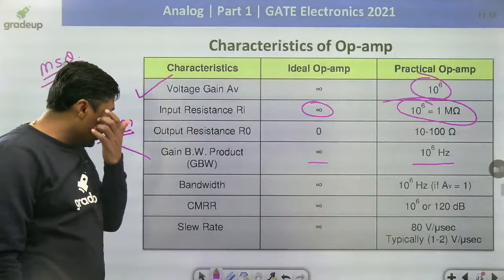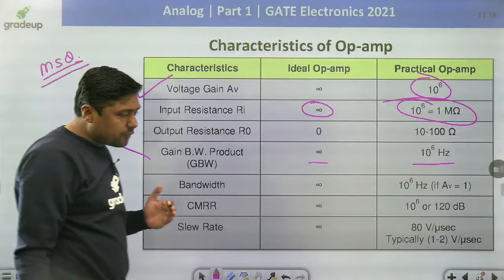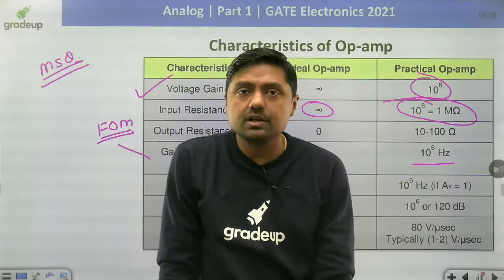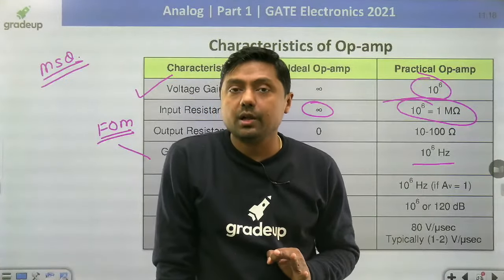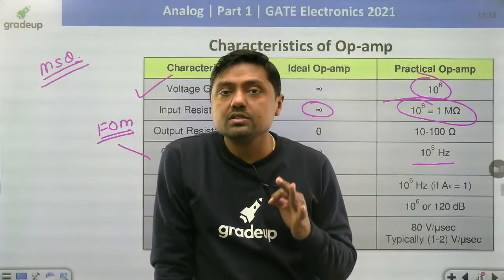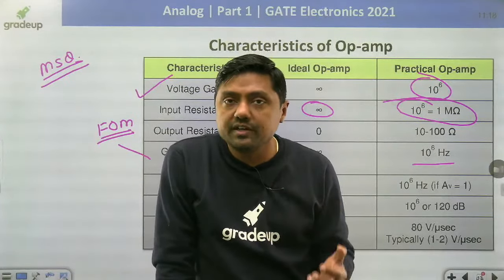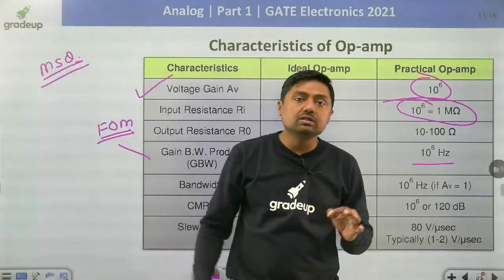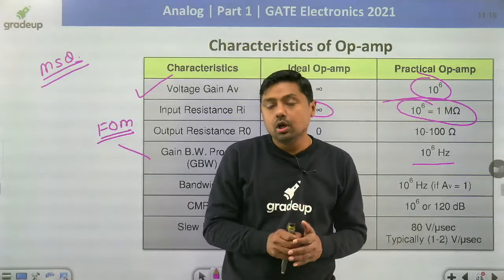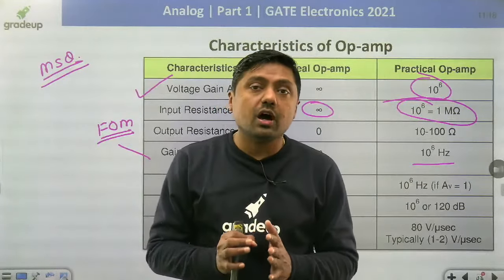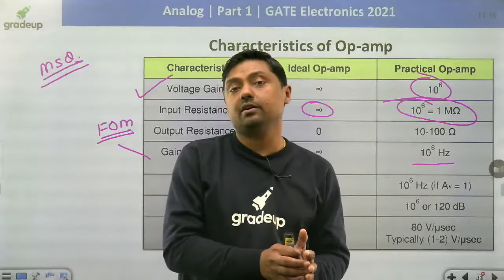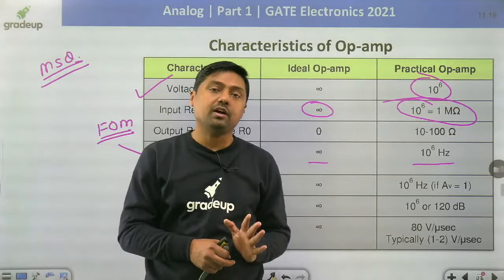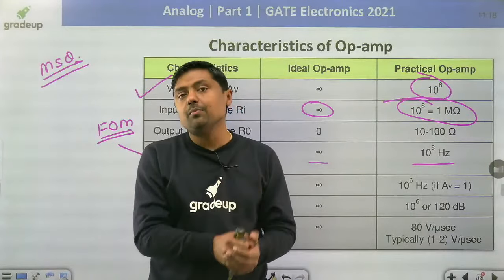Now, second one, why is the first stage of the operational amplifier a differential amplifier? The simple reason is that the operational amplifier is a direct coupled amplifier. It can amplify DC signal as well as AC signal, and a direct coupled amplifier suffers from the drift problem. To remove this drift problem, we are using a differential amplifier. That's why the first stage of the operational amplifier is a differential amplifier.